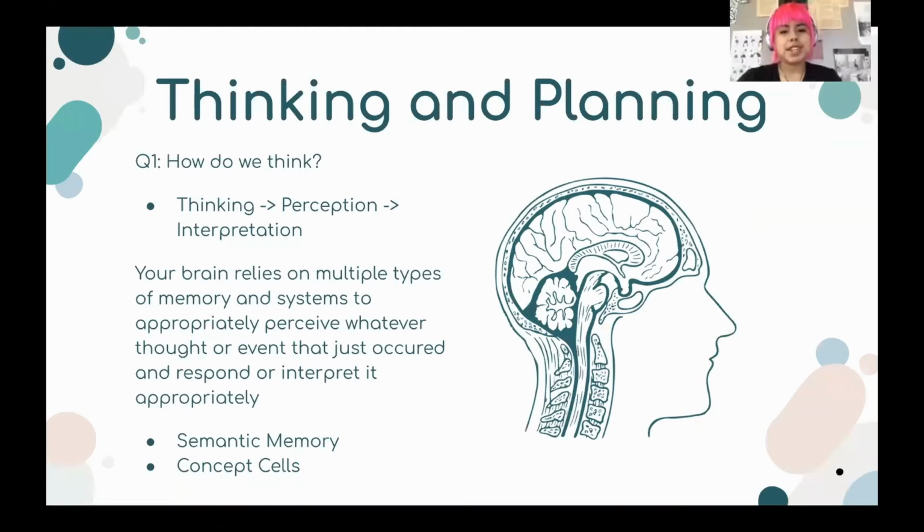This section of the presentation will focus on thinking and planning, specifically on how we think. The brain uses multiple types of memories and systems to perceive, respond to, and interpret thoughts or events which have occurred. Two key components of this process are concept cells and semantic memory, which we will explain in the following slides.